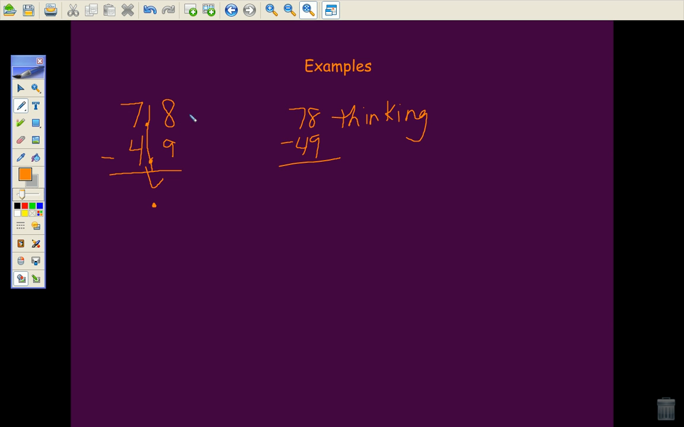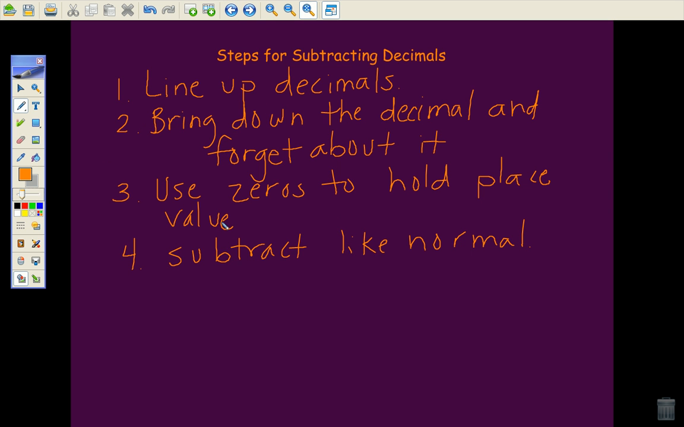There's no zeros I need to put down because all my places have a match. So I'm okay with my number of digits. There's 2 digits here, so 2 digits there. Now I may have to regroup if necessary. So let's go back to our notes. Subtract like normal, and for our 5th step, regroup if necessary.